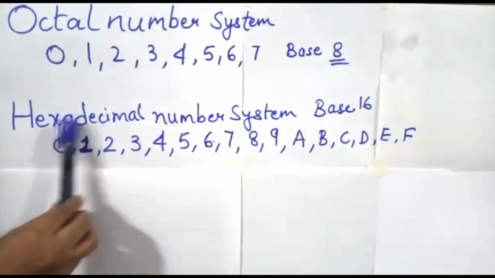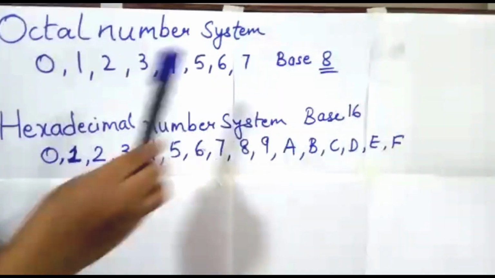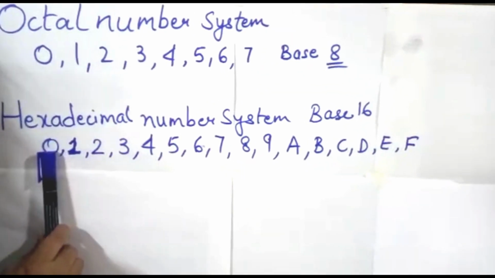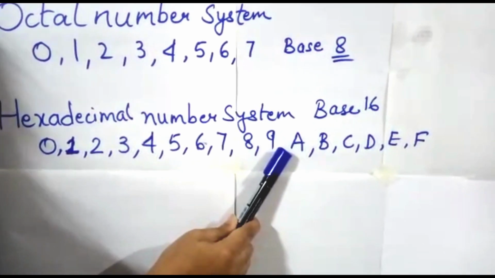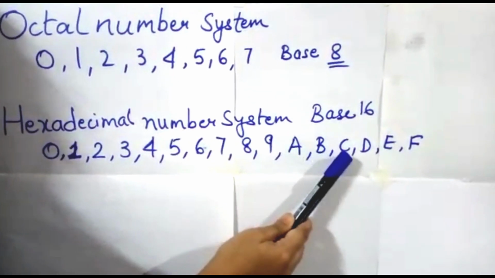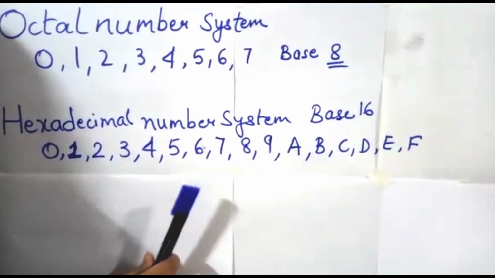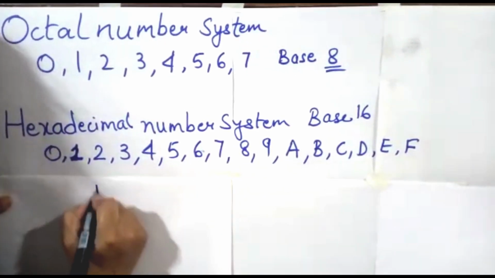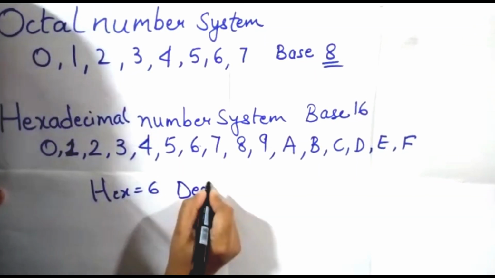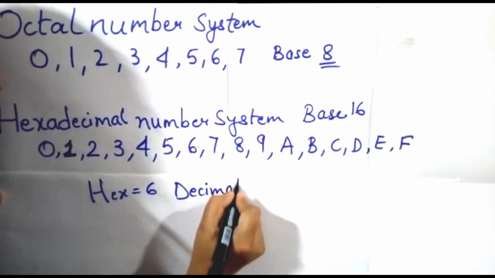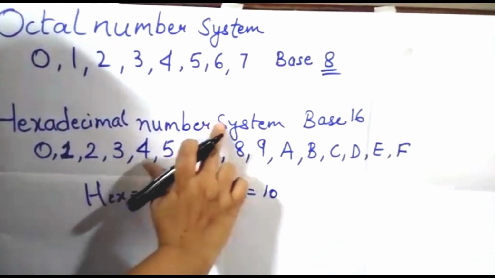Now come to the hexadecimal number system. So its base will be 16. It uses the decimal numbers 0 to 9 and includes 6 extra symbols A to F: A, B, C, D, E and F. This number system is also known as hex. Hex means 6 and decimal is equal to 10. So it is called as hexadecimal number system.